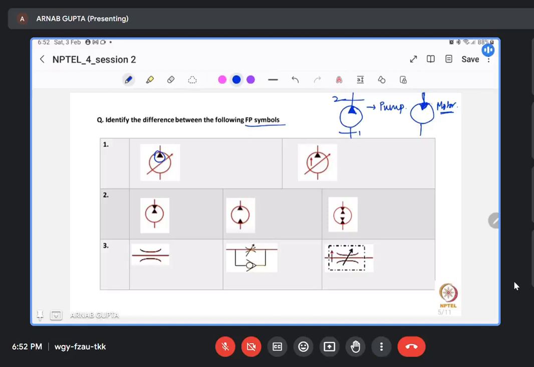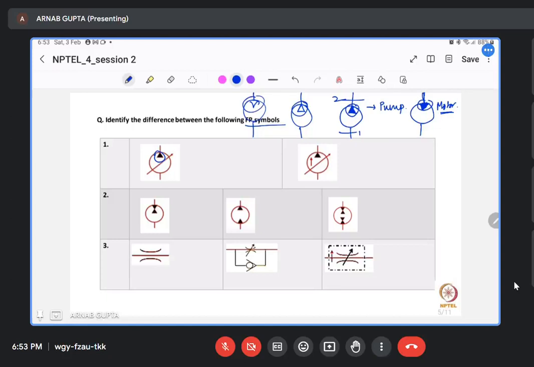Anyway, these are just symbols. I'm just giving you some mnemonics. And if this is bold, so if this was like this, then it would have been a compressor, right? If it was like this, then it would have been a pneumatic motor. So if this is a bold sign or it is filled, then it is for hydraulics. If it is not, then it is for pneumatics.